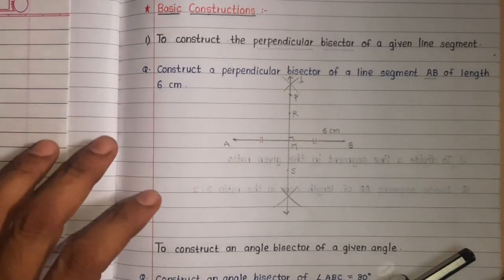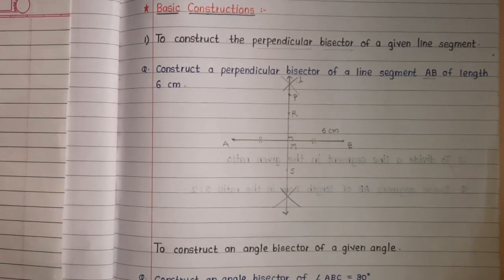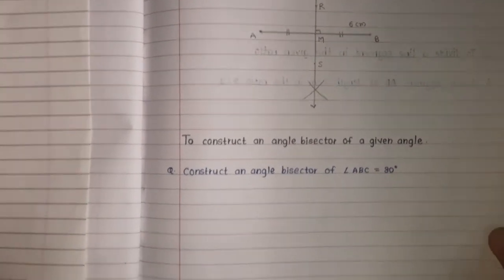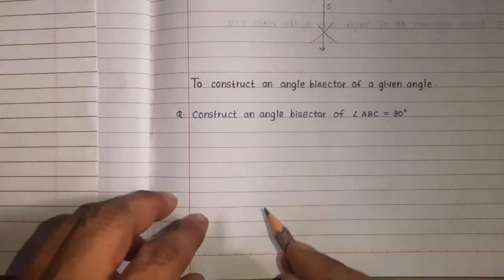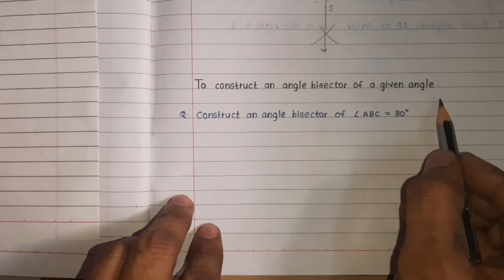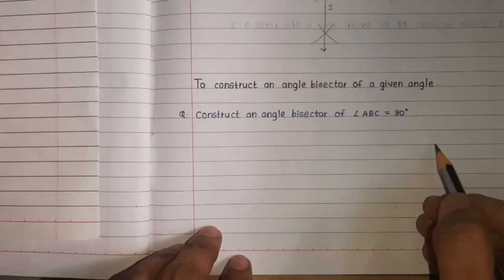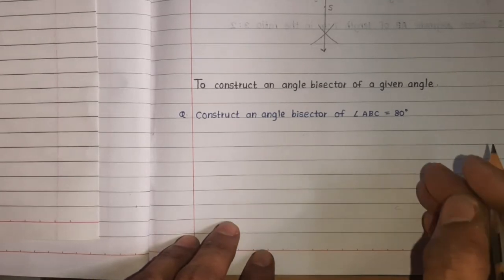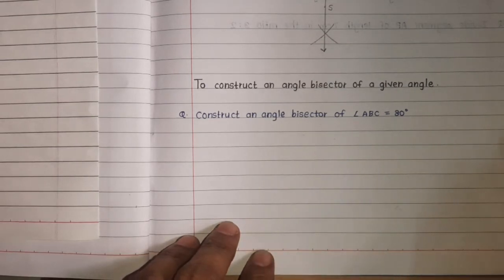Now we have to see another type of basic construction, and that is the angle bisector. Very simple constructions are there. If you practice these constructions, it will help you to construct further. Now we have to construct the angle bisector of a given angle. Dear student, while doing construction, accuracy is important, neatness is important. Therefore, practice these basic construction figures, that will help you to construct the further figures.